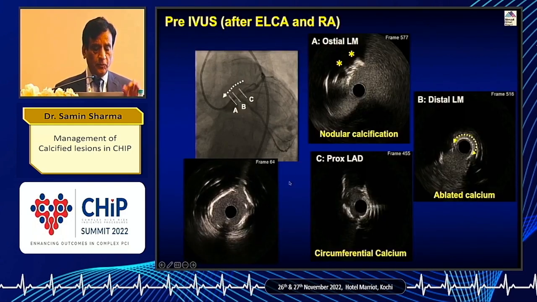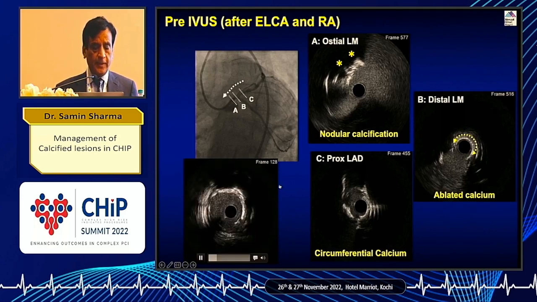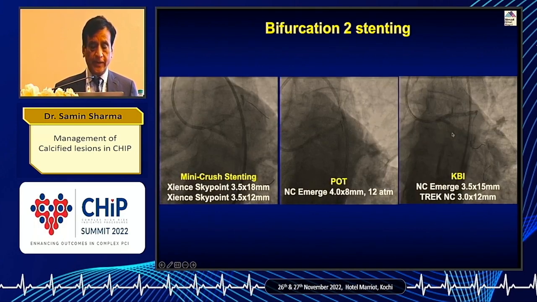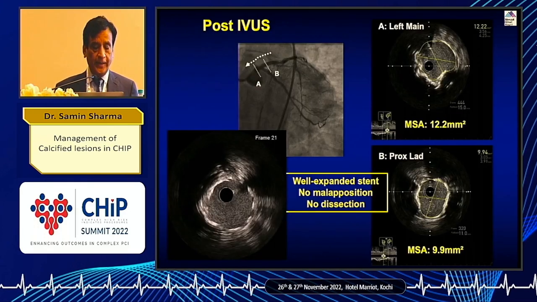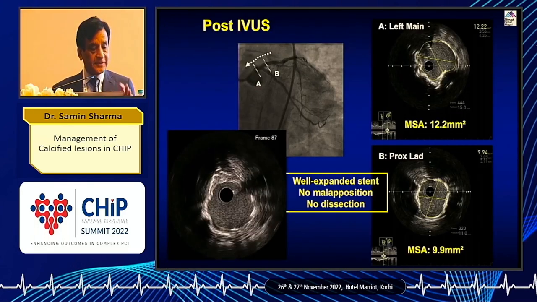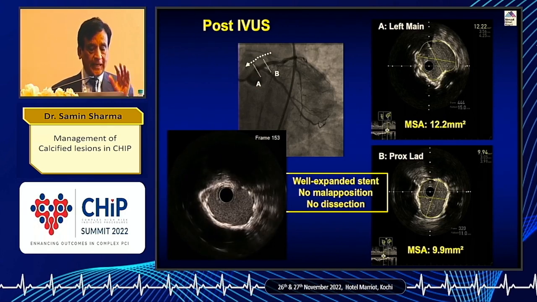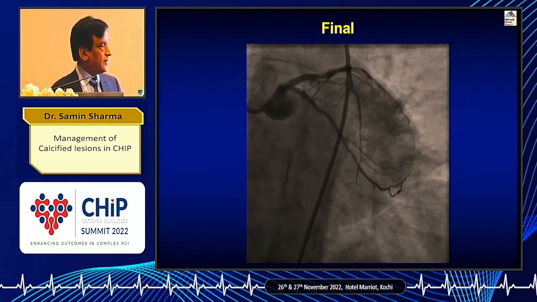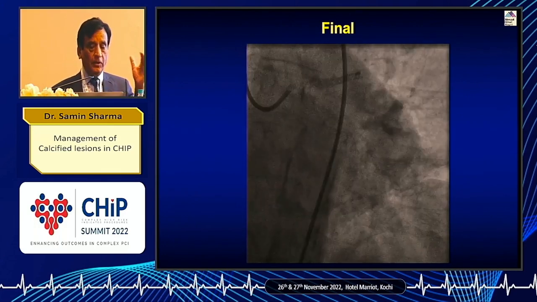We did the IVUS, totally circular calcium in the entire segment in this particular case. And then with the shock wave also of the LAD, 1.25 burr plus shock wave, high pressure balloon, used additional Wolverine, and then finally did a mini crush stenting and final KBI, and then confirmed on the IVUS. In this complex case, IVUS in the end to see the full stent expansion, and this was the final angiographic result. So excellent using all 3 techniques.